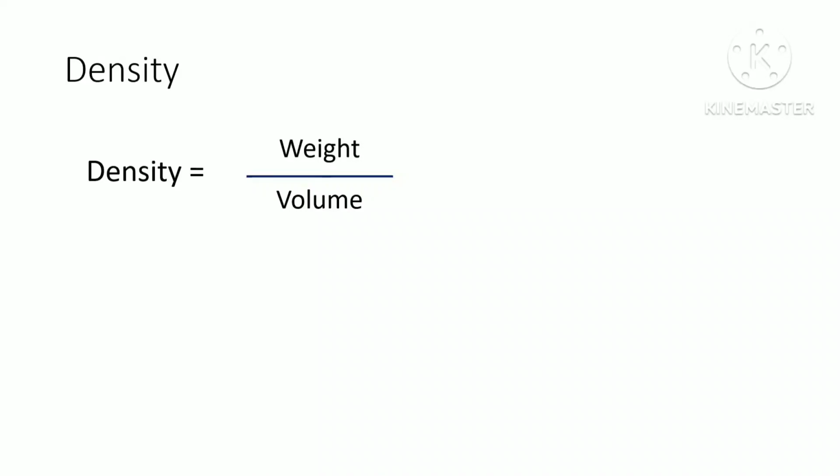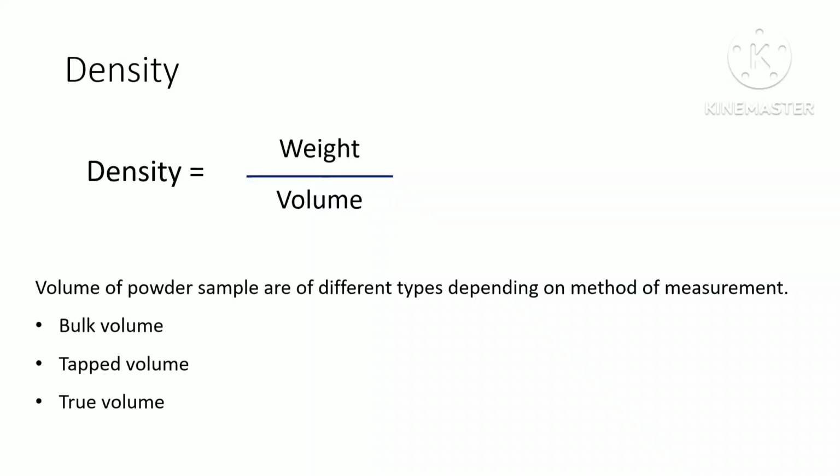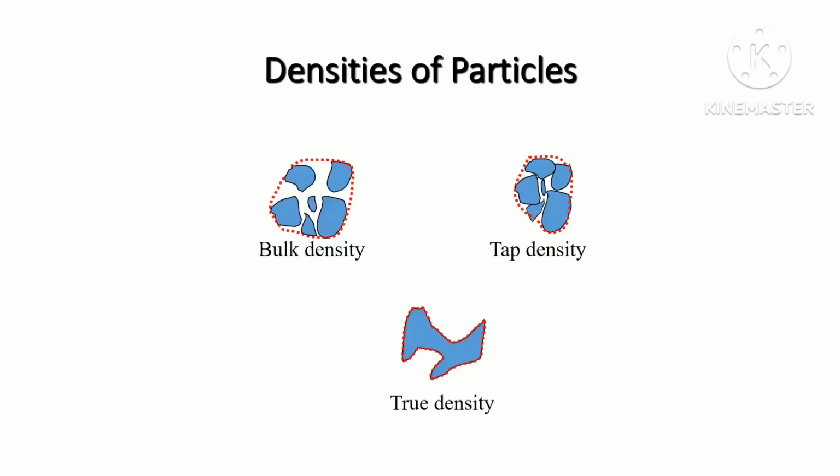Density is the ratio of weight to the volume of a given powder sample. But depending upon the method we employ for measurement of the volume, there can be different types of volume for powder. It can be bulk volume, tap volume, or true volume of a powder. Depending upon the volume we employ for measurement of density, we have different types of densities like bulk density, tap density, and true density.